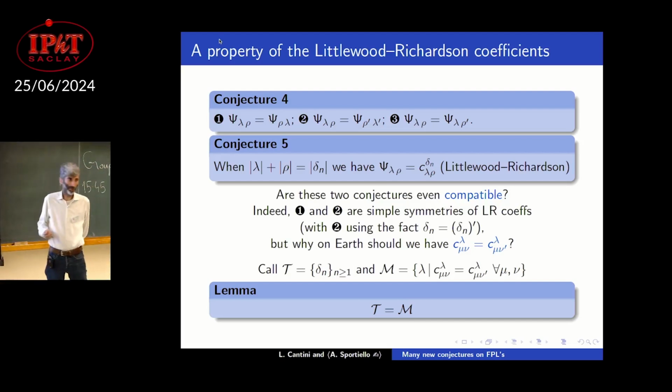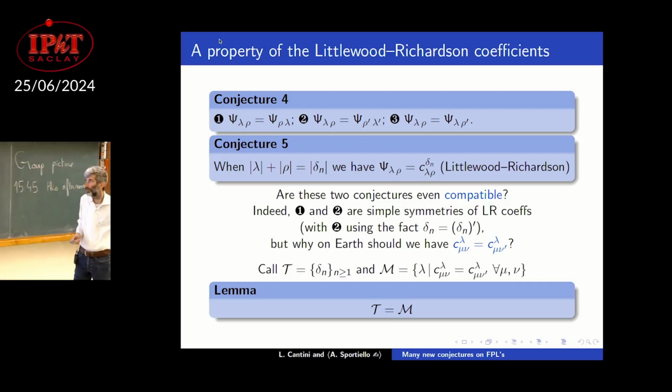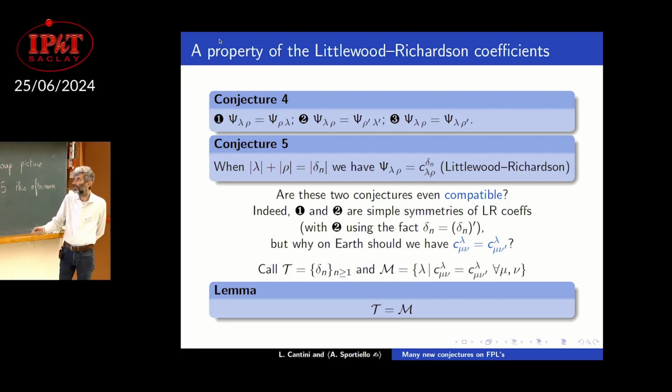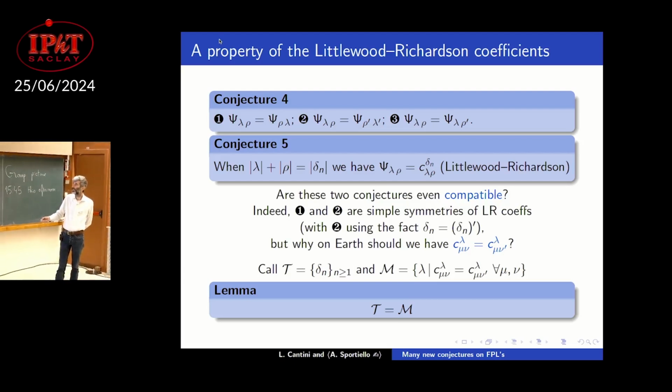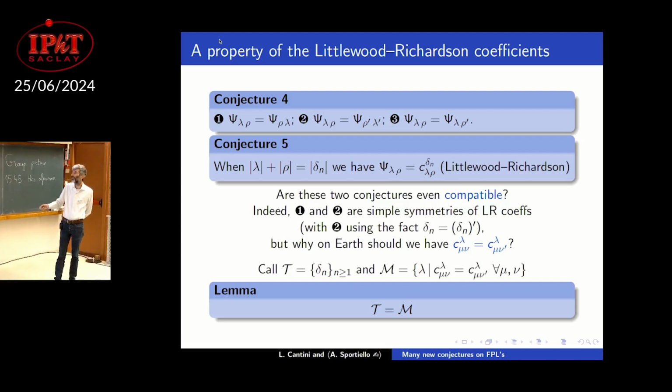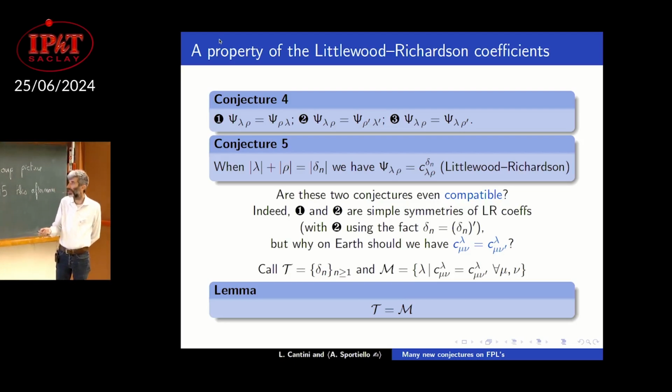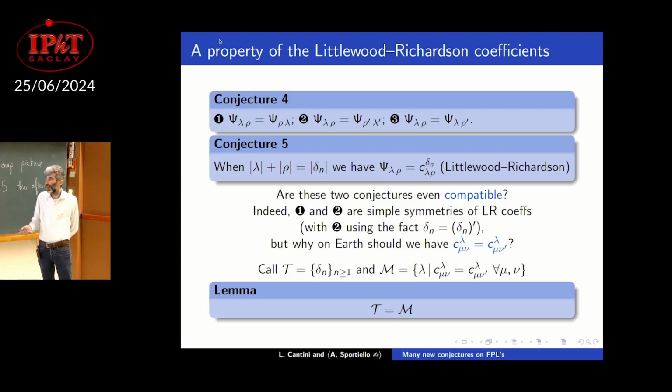They are compatible, but for a strange reason. Did you ever see lambdas which are declared to be such that the Littlewood-Richardson coefficient C lambda mu nu is equal to C lambda mu nu prime for every mu and nu? There will be a magic property for lambda. Let me call magic a lambda that does that, and triangular a lambda which is a triangle. Fact: triangular equals magic. You are magic if and only if you are a triangle.